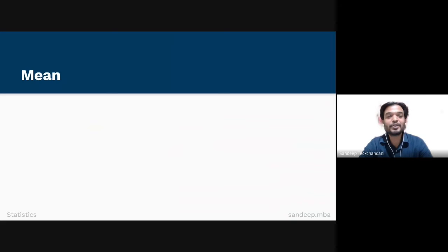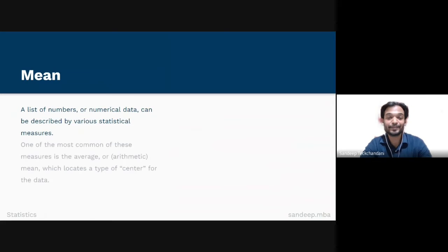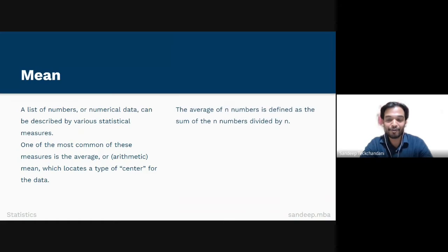A list of numbers or numerical data can be described by various statistical measures. One of the most common of these measures is the average or the arithmetic mean, which locates a type of center for the data. The average of n numbers is defined as the sum of the n numbers divided by n. For example, consider these numbers: 6, 4, 7, 10, and 4.